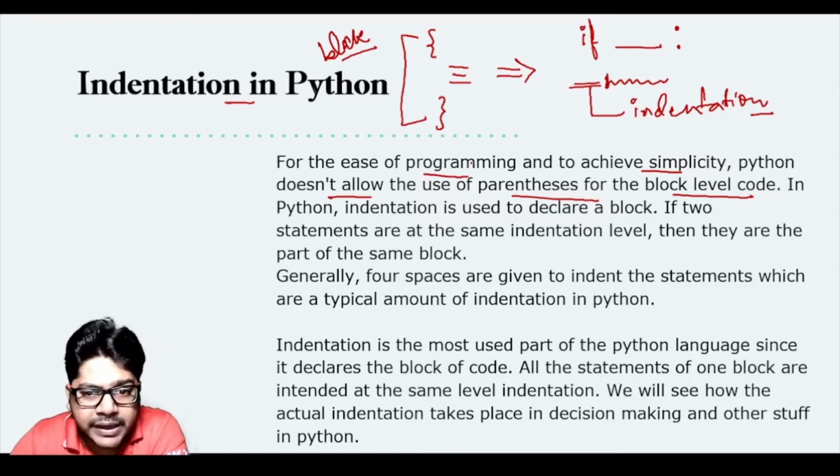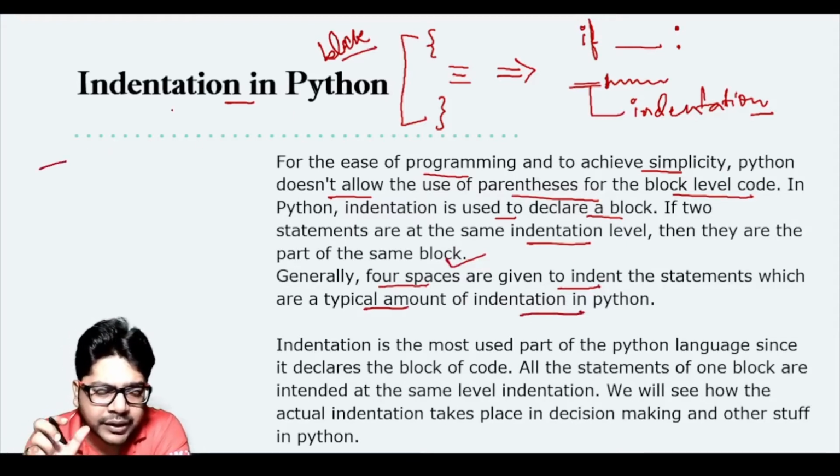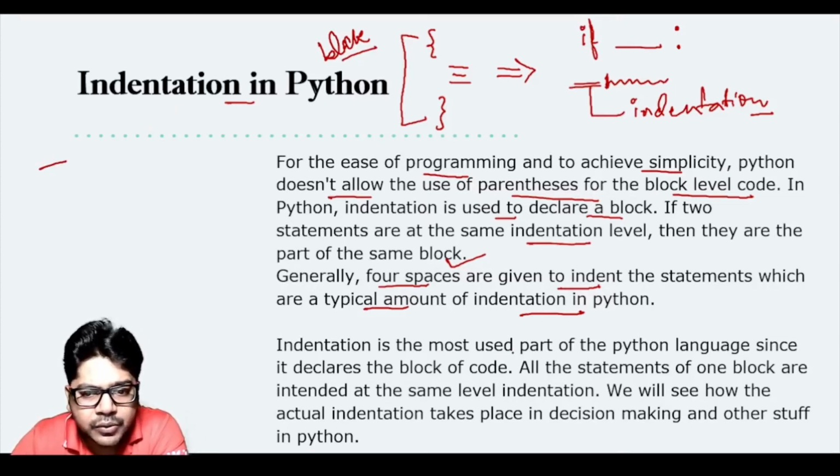So Python indentation is used to declare a block, and if two statements are at the same indentation level, then they are part of the same block. Generally 4 spaces are given to indent the statement, which is a typical amount of indentation in Python. 4 spaces, or you can directly use the tab button from the keyboard. It will give a certain amount of space, and that will be taken as an indentation. And indentation is the most used part of the Python language, since it declares the block of code.